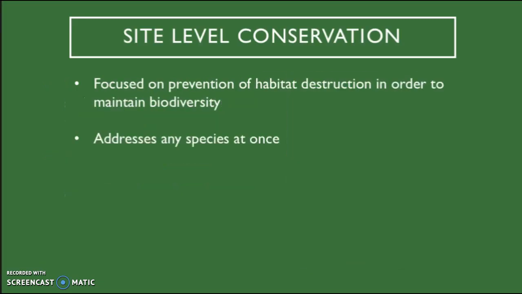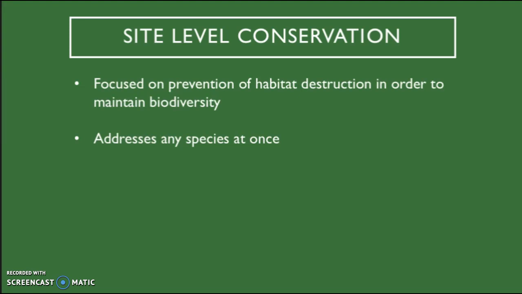So on a larger scale, there is site-level conservation. And this is conservation that is focused on prevention of habitat destruction in order to maintain biodiversity. Because habitat destruction is a large cause of loss of biodiversity, focusing on the habitat destruction of one site can be really effective at preventing a loss of biodiversity.